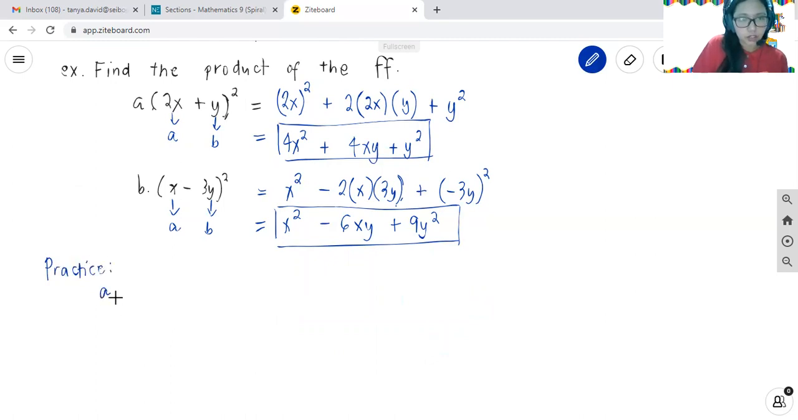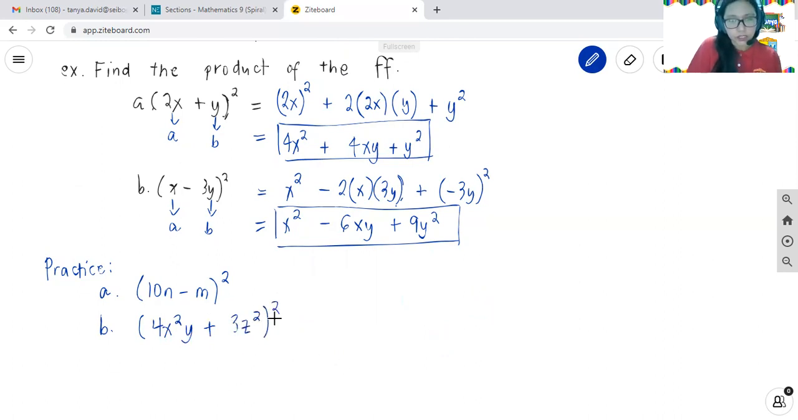Find the product of 10n minus m quantity squared and 4x squared y plus 3z squared quantity squared. You can pause this video while you are answering, and then you can play it so that you can find out if your answer is correct.